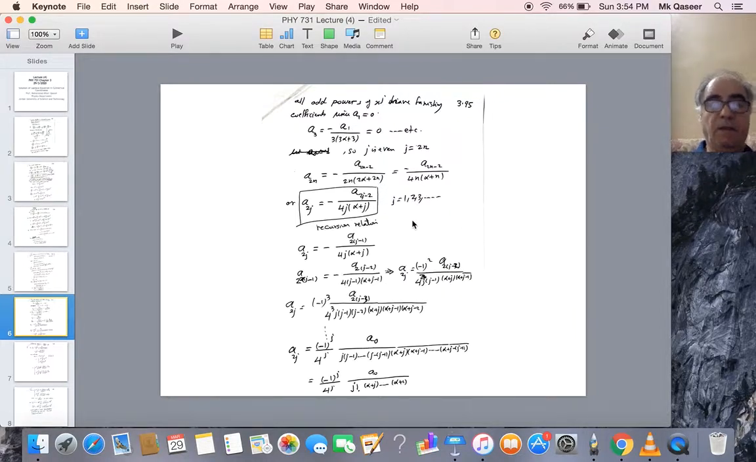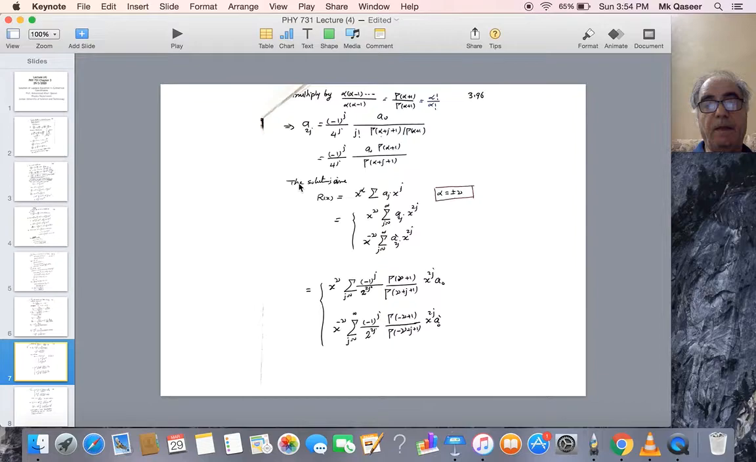Now we make a reduction until we get a0. a0 is a constant, and 0 is an even integer. Finally we get this expression for a sub 2j. Now we multiply the whole thing by 1, which is alpha factorial over alpha factorial. We get this expression for a sub 2j, simplifying to get this.